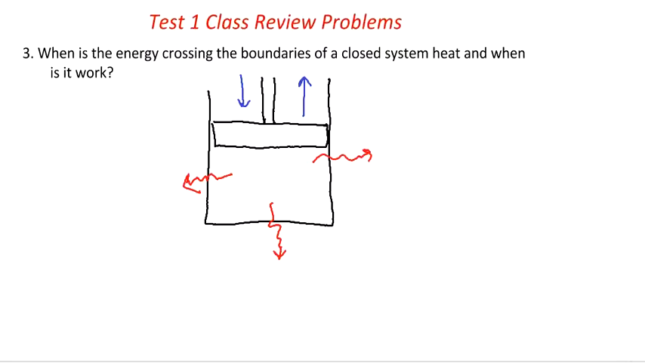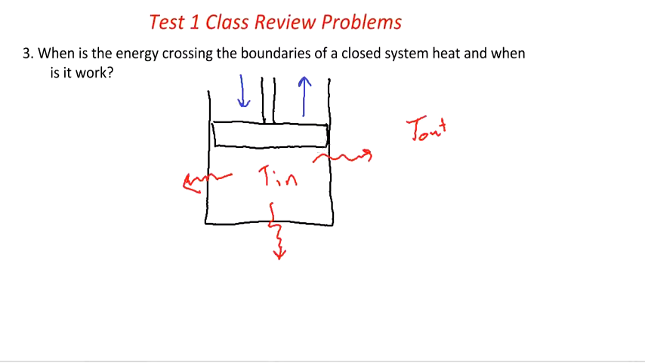So the explanation that Professor Moore gave was that heat is the energy transferred due to a difference in temperature. So if we have a piston system where the temperature outside is equal to the temperature inside, we have no heat energy crossing this boundary. It's just not happening, which means all the energy that crosses this boundary must be work. And that's honestly as simple as it is.